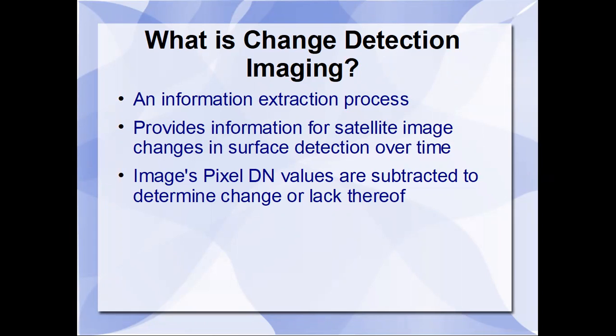Each image has a set of pixels that contain DN values, which are digital numbers that are subtracted to determine a change or the lack of a change. In detail, each pixel in the image is assigned a number that represents a color depending on the band that's used. After 2 images are obtained, the pixels are subtracted from each other, resulting in either a positive, negative, or no change in those DN values. This creates a new image with the resulting pixel DN values.